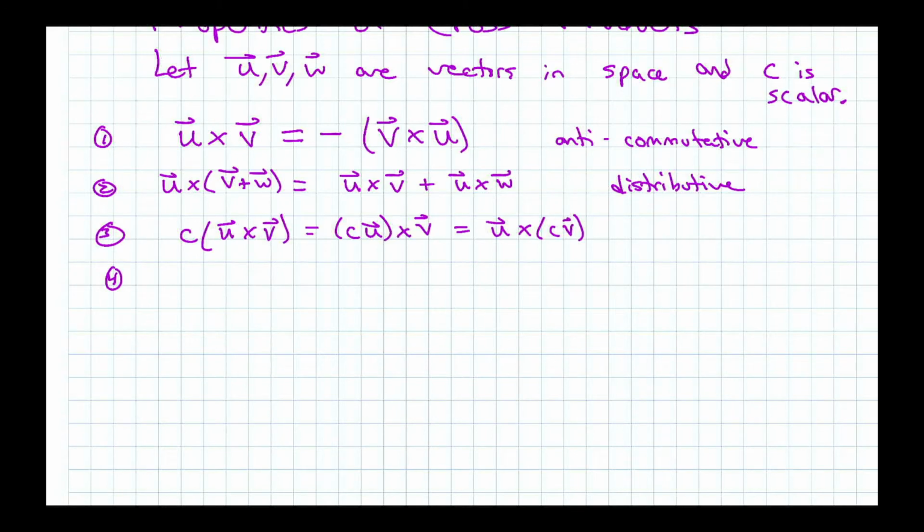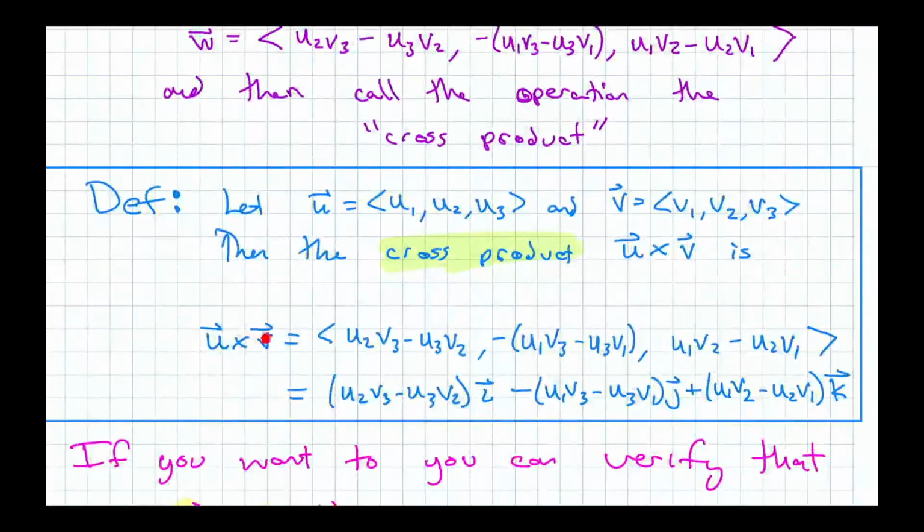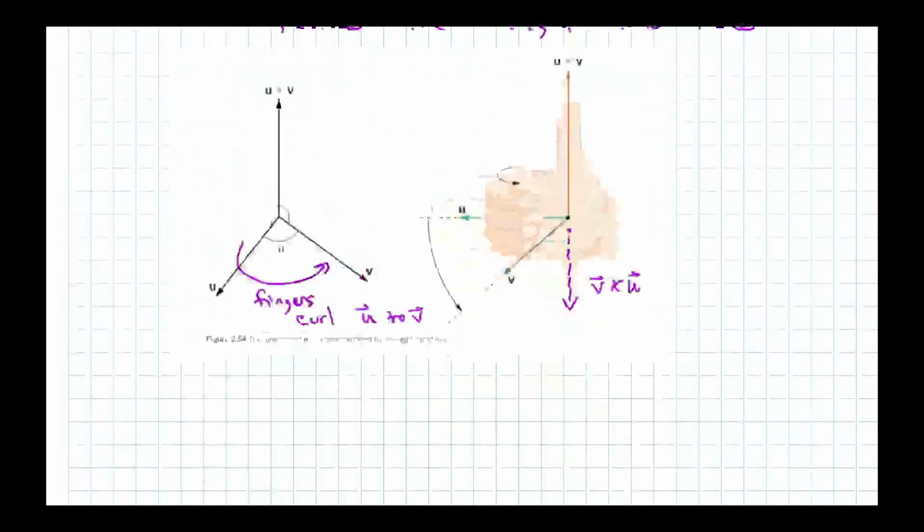What else can we do? If you do U cross the 0 vector, that's the same thing as 0 cross U, and the result is going to be the 0 vector. That should be obvious from the form that we've got written down up here. If one of these is the 0 vector, there's a 0, a 0, a 0, a 0, a 0, and a 0. So everything's just 0.